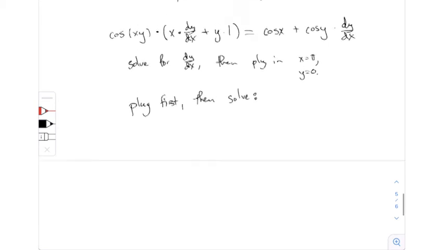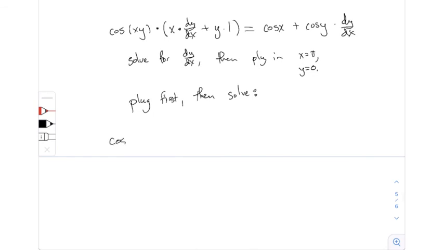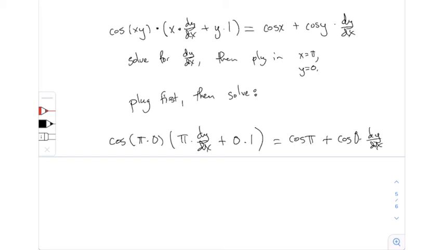So I will plug in x equals pi and y equals 0. It says cosine of pi times 0 times pi dy dx plus 0 times 1 equals cosine pi, sorry, cosine 0 plus cosine pi. I'm plugging in x equals pi and y equals 0. Cosine 0 dy dx, like so. All right? A lot of this will simplify. First off, I have cosine of 0, and then we have pi dy dx.